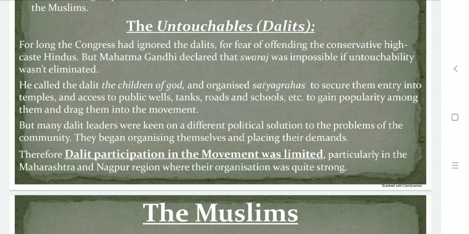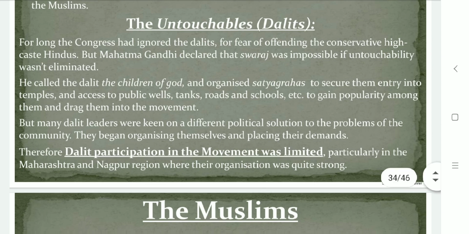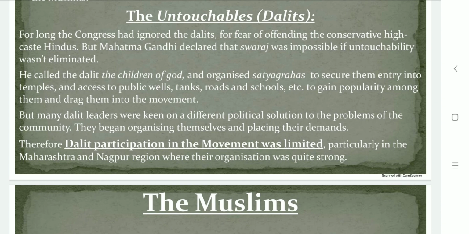He organized satyagrahas to secure their entry into temples and access to public wells, tanks, roads, schools, etc., to gain popularity among them and draw them into the movement. But many Dalit leaders were keen on a different political solution to the problem of the community. They began organizing themselves and placing their demands. Therefore, Dalit participation in the movement was limited, particularly in Maharashtra and the Nagpur region.